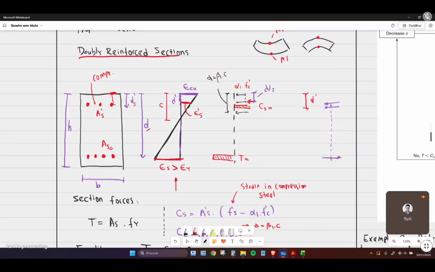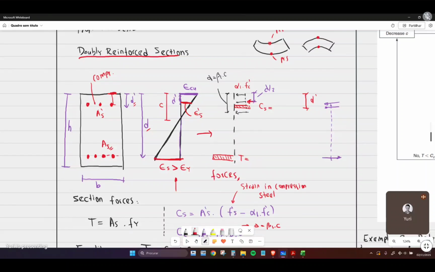And d is going to be the distance from the outermost layer of compressive concrete to the center of mass of the tension steel. We use these terms because sometimes you might have more reinforcement distributed through the depth of the beam, so these d and d prime should be checked. We're not going to talk about this in this class, but maybe in the future. And now let's talk about forces of the section. This is very important here.